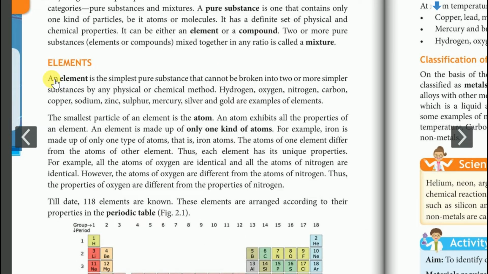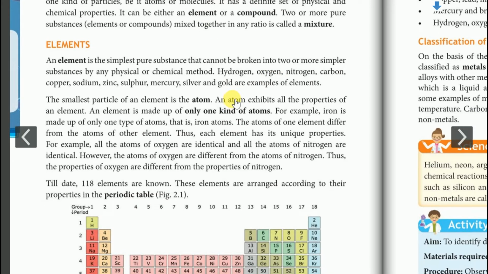Element. Now, an element is the simplest pure substance that cannot be broken into two or more simpler substances by any physical or chemical methods. That means the element contains only one type of particles. It is the simplest pure substance and contains only one type of substance. Examples of elements are hydrogen, oxygen, nitrogen, etc.